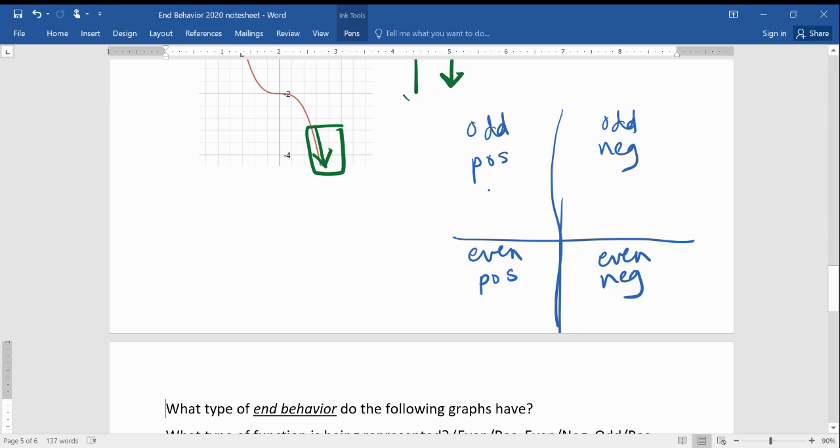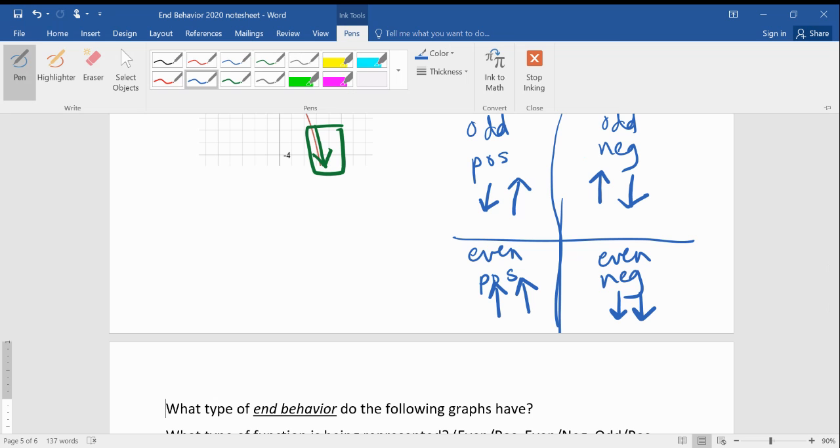All right, so for odd, positive, odds go in opposite directions. But if it's positive, it rises on the right, falls on the left. Now odds, again, go opposite directions. But if it's odd negative, it's going to rise on the left and fall on the right. So the general shape of the graph on the ends, just like we talked about, that's what it's going to look like. Now for evens, evens go the same direction on both sides. If it's even positive, both ends will be rising to the right. If it's even negative, both ends will be falling on the left and right.